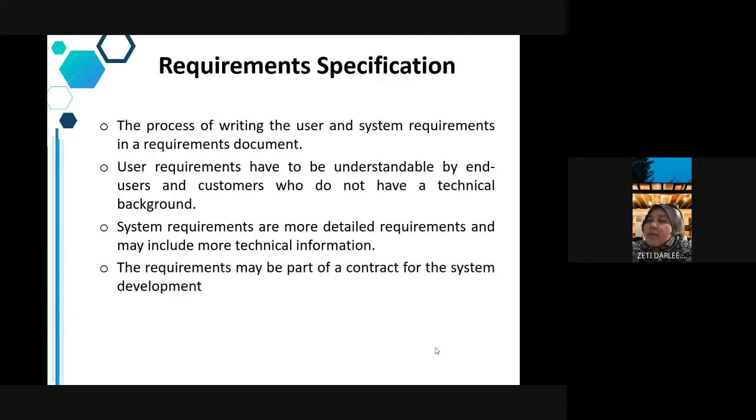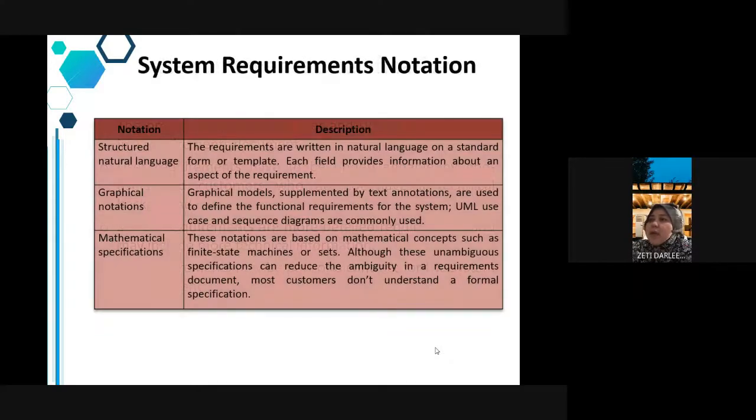whereby the system requirements are more detailed and the readers come from the developer teams or maintenance team, which is more on technical information. Okay, so this requirement is a part of the contract. So system requirements notations, we have three types of notation, which is structured natural language. Structured natural language tu maksudnya bukan novel, tulisan novel kan, literature ke. It's very simple, direct and clear statements.